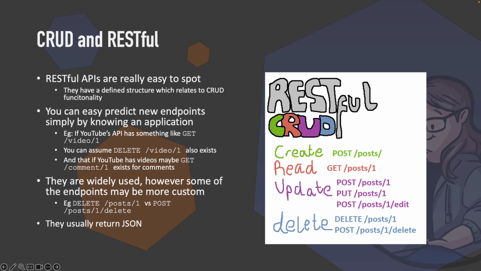Now, these are really widely used, and now I've pointed them out, you're going to see them everywhere. But some might be more custom to an API, and this is why quite a lot of traditional recon doesn't really work on APIs, because you need to know how this API is developed. And they usually return JSON.